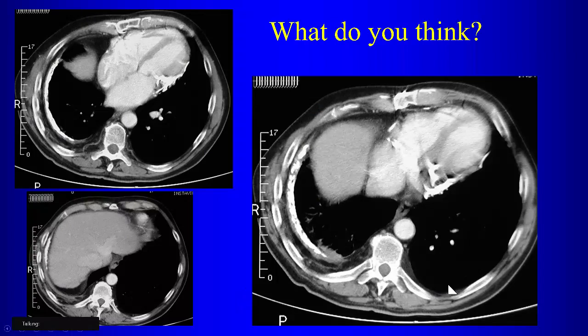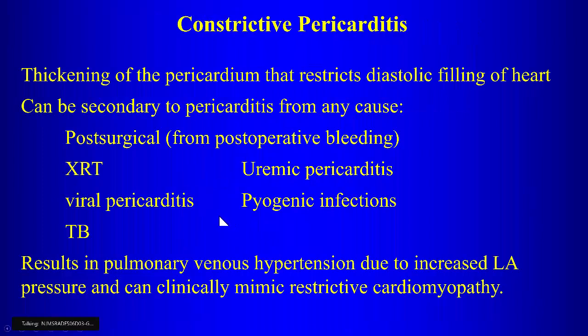Is there some distortion of the right ventricle? That's important, but what about the atria? What do you notice about these atria? Yeah, they're dilated. So any distortion in the chambers of the heart associated with calcification of the pericardium, then you have to think that this is physiologically significant. It's causing constrictive pericarditis.